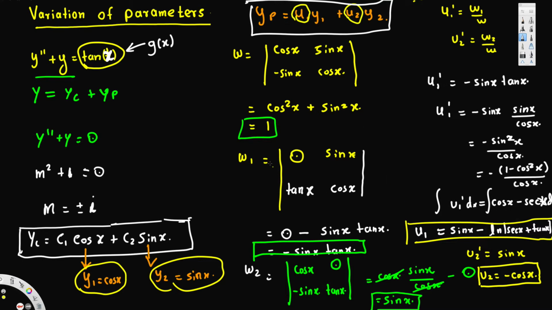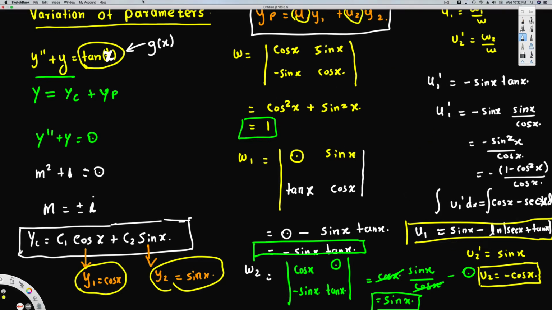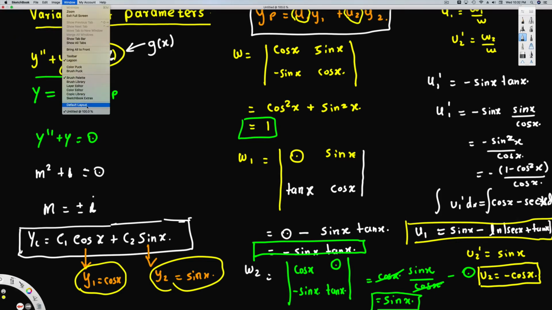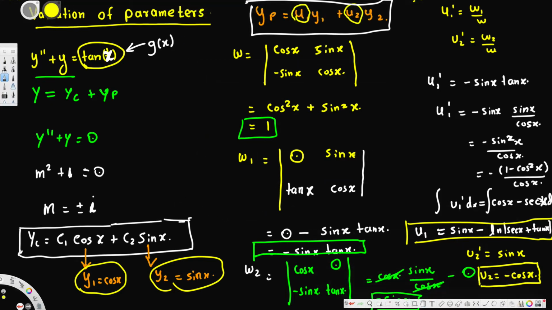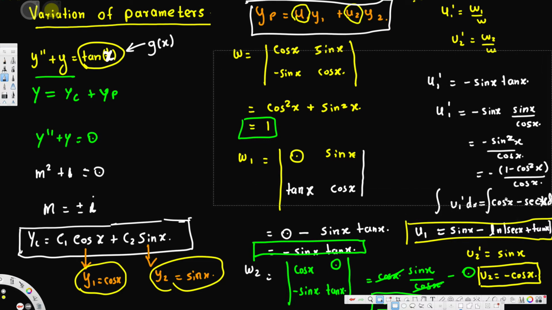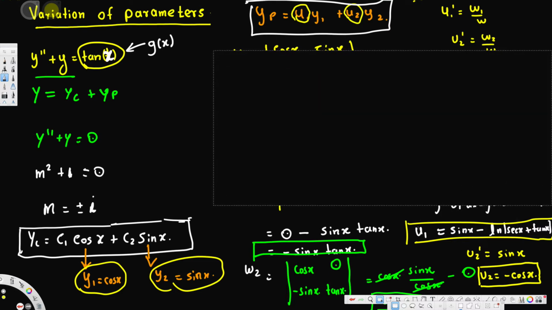Now I get rid of all these Wronskian things, because we found u1 and u2. That's the purpose of the Wronskian. Let's get rid of these things. Let me write the particular solution.